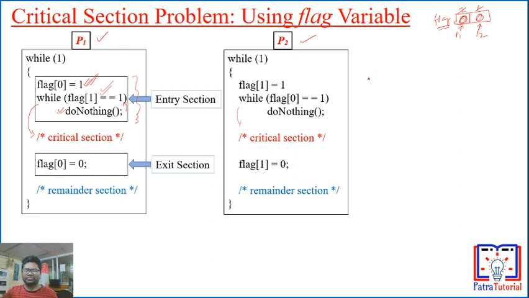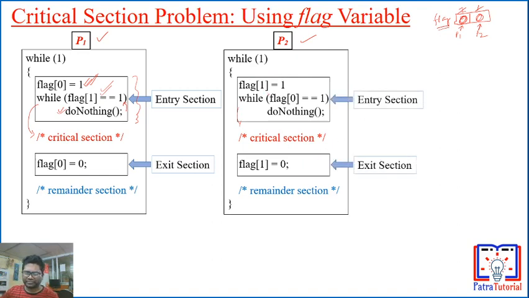Okay, now since we have to satisfy three conditions, the first one is what? Mutual exclusion. And in this code, this is the critical section. This part of the code is called the entry section, and this is the exit section, right? Now let me check one by one whether all three conditions are satisfied or not.